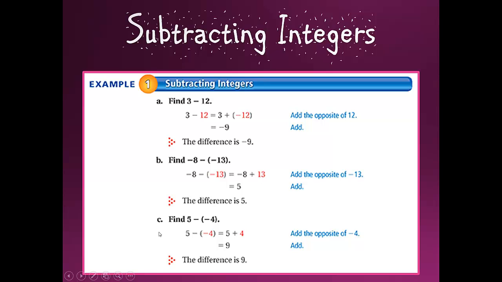And for C, I'm going to find 5 minus negative 4. 5 will stay the same. I'm going to change my subtraction to addition. And then I'm going to do the opposite of negative 4, and the opposite of negative 4 is positive 4. So now I have 5 plus 4, and 5 plus 4 is 9.